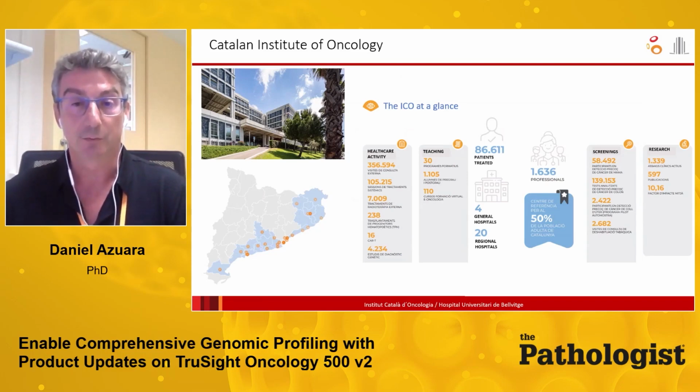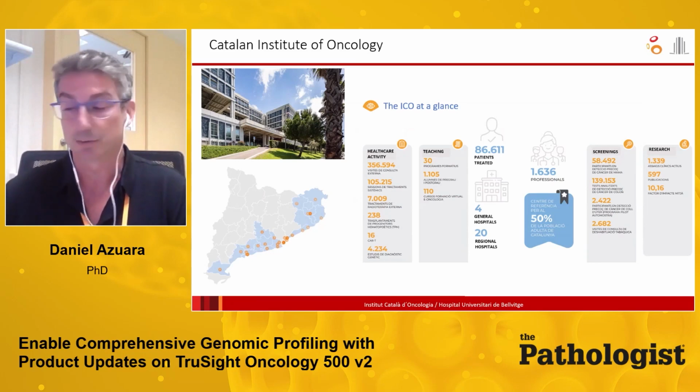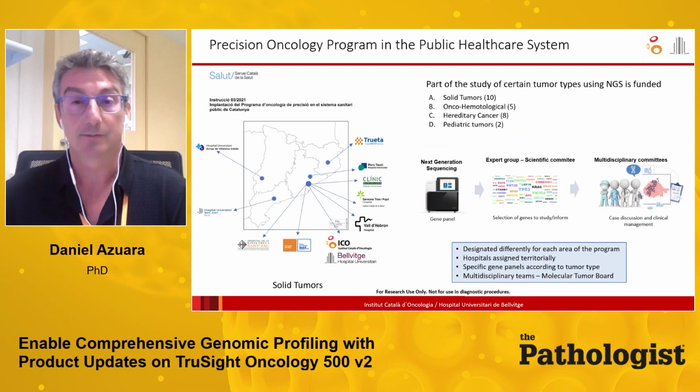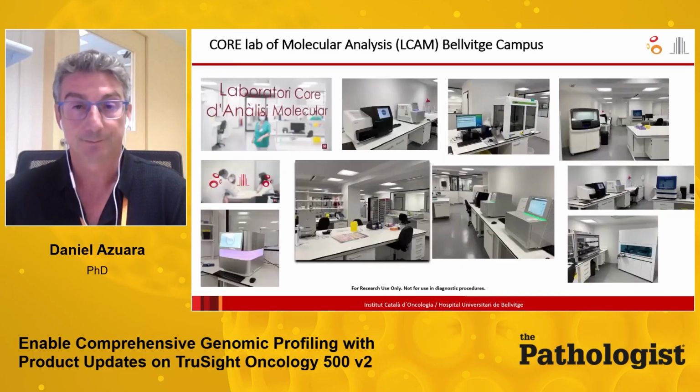It includes 4 general hospitals, employs more than 1,500 professionals, and serves as a reference cancer center for 50% of the adult population in Catalonia. A few years ago, the government launched the Precision Medicine Program, which funds NGS studies for certain tumor types. We are one of the reference centers for the analysis of solid tumors and hereditary cancer.